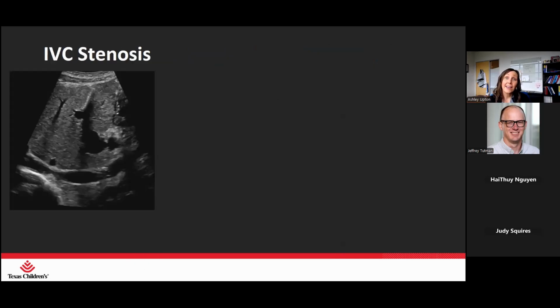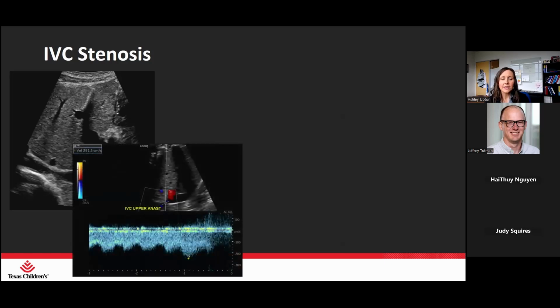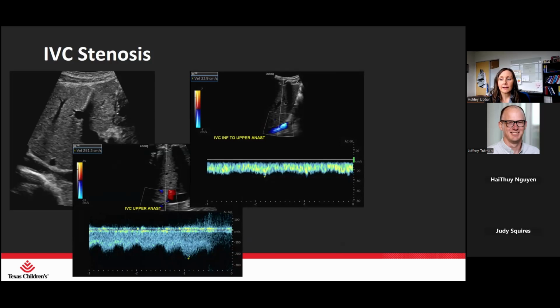So this was a liver transplant patient with concerns for portal hypertension. On grayscale imaging, you can see that there may be a stenosis at the upper IVC at the area of anastomosis. When sampling that area, the velocities were high. They were at 251 centimeters per second. And just inferior to that suspected stenosis, the velocities go down to 34. And it also loses its phasicity if you look at that waveform. The flow gradient is 7 times.